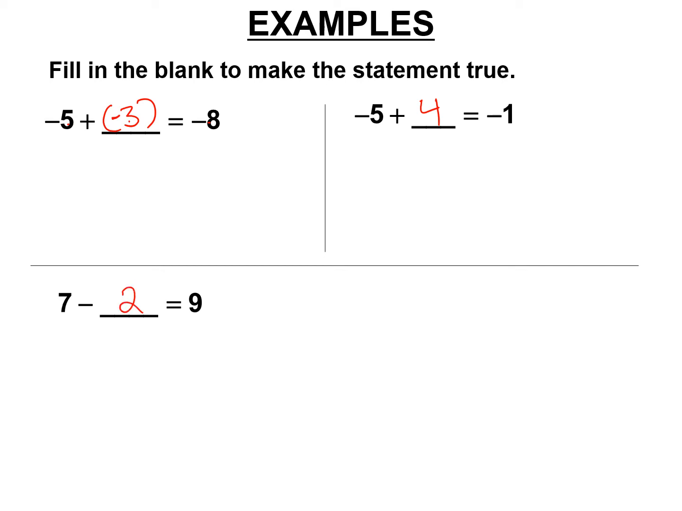Now, a lot of people try to put 2 in there, but 7 minus 2 is not 9, right? So what will get that to 9? Well, it's minus negative 2, right? Because it's got to be 7 plus 2 equals 9.